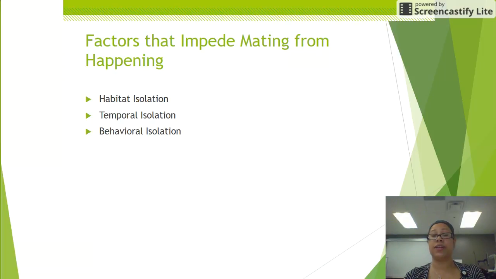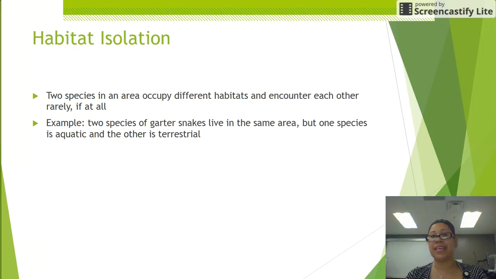Habitat isolation is very simplistic. They don't live in the same area. So they have different habitats. One's over here, these are the others over here. They don't see each other. They don't try and mate. Very simple.